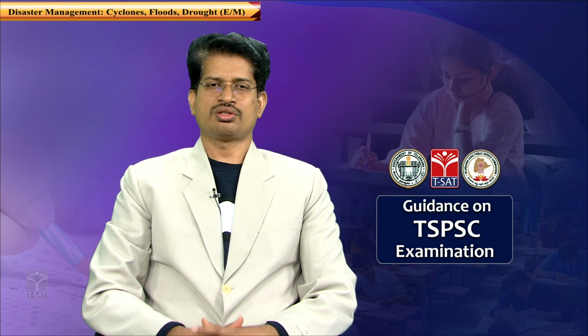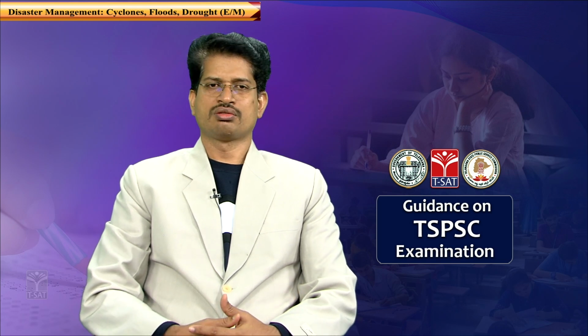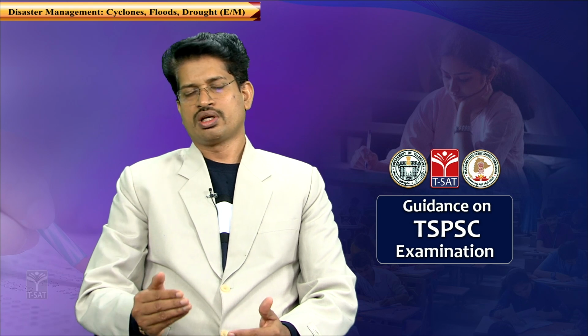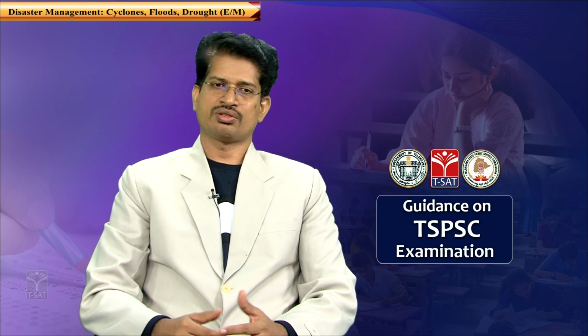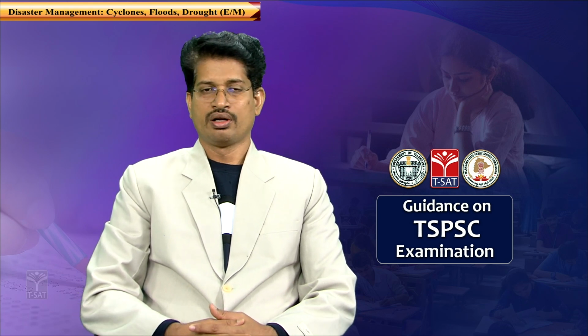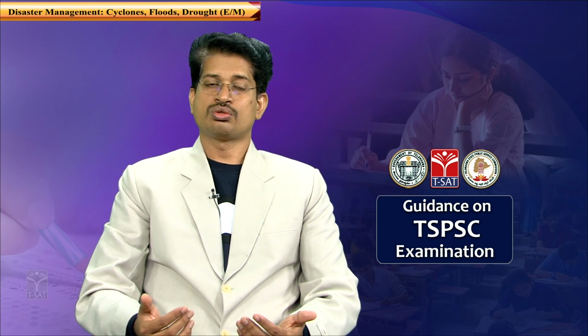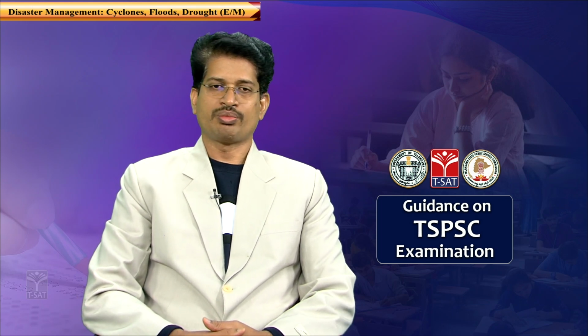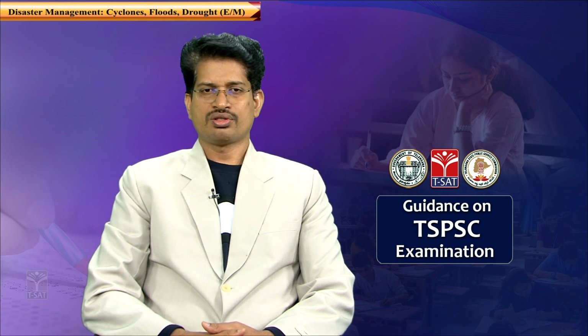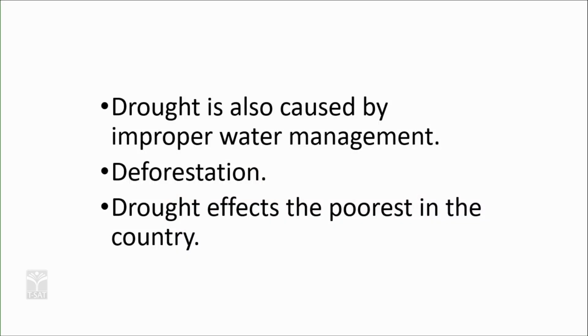When you have vegetation, the vertical percolation is more, and the water table increases. So, even though the precipitation is less than the average, you can cultivate. But if there is no vegetation, it leads to floods and it leads to drought in the summer season. So, deforestation is one of the reasons for drought.